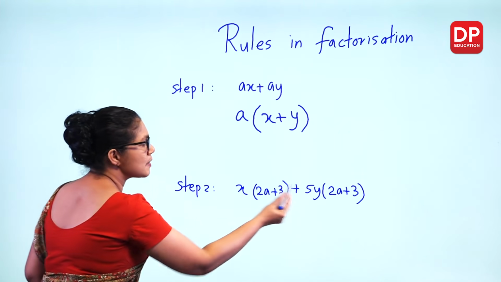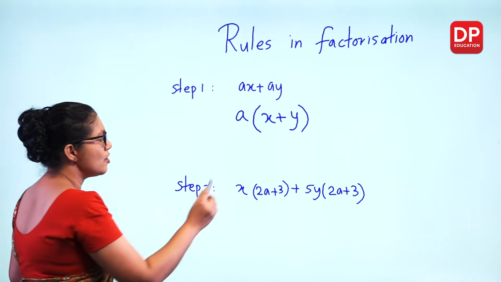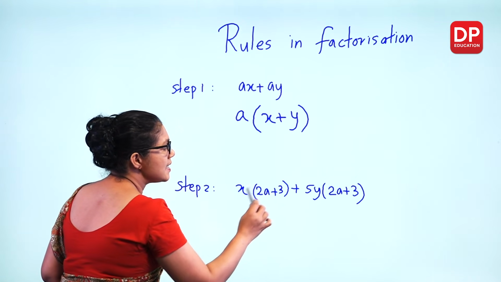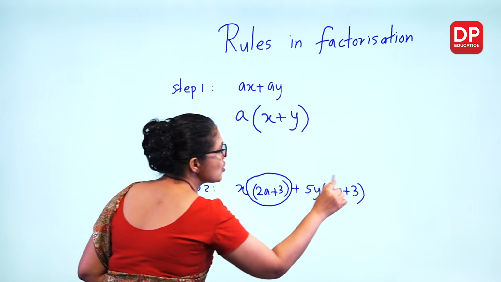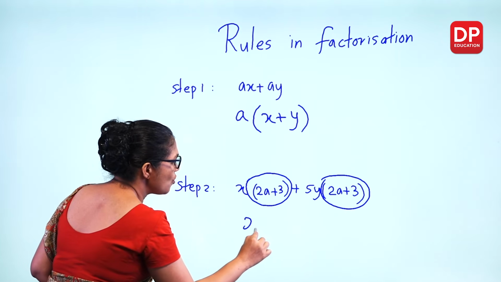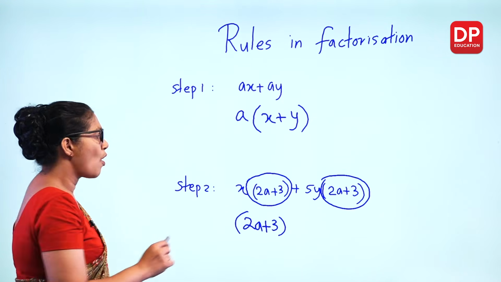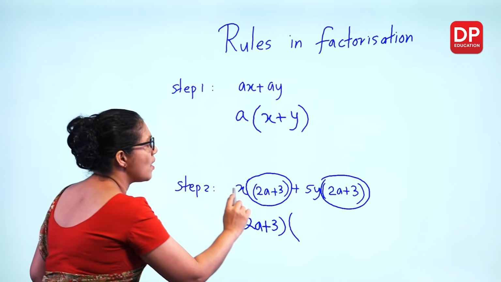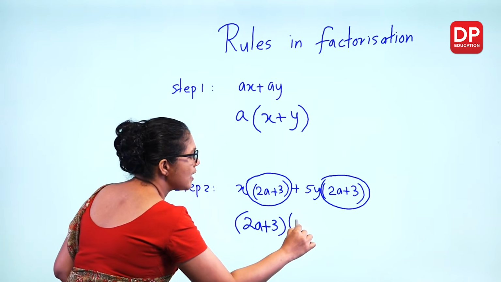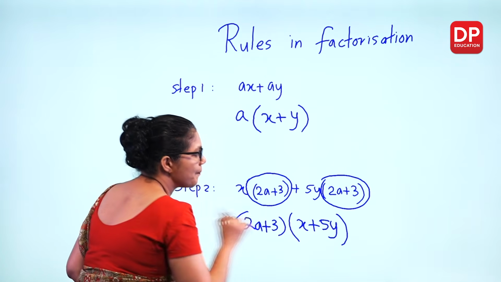Now in this expression already factors are given. You have to see what is the common factor. So here in these two expressions I can see 2A plus 3 is common to both of these. So if I take this one out, what is remaining? You get X plus 5Y.